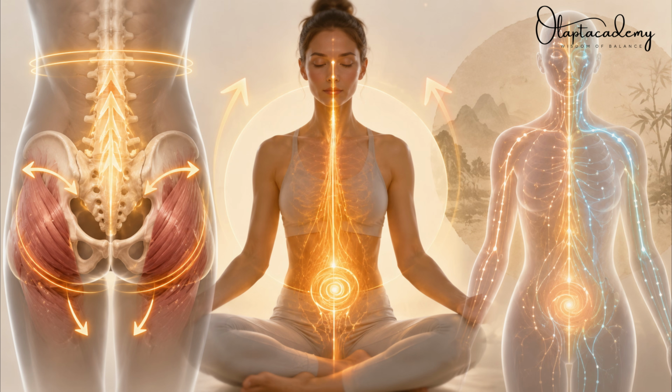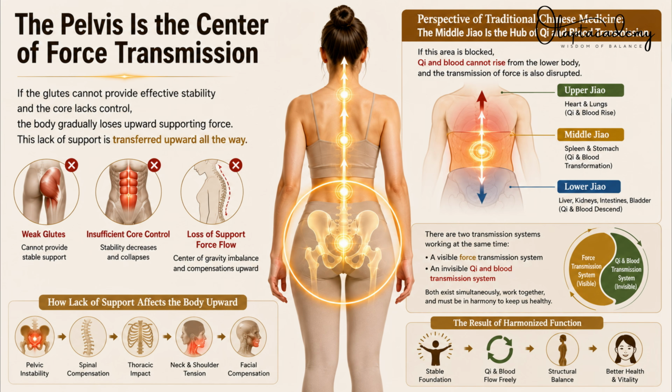The pelvis is the body's central hub for force transmission. When the gluteal muscles fail to provide adequate stability and the core lacks proper control, the body gradually loses its upward support. This loss of support continues to travel upward throughout the body. In traditional Chinese medicine, this region is referred to as the middle jiao, the central hub responsible for the circulation of qi and blood. When the middle jiao is functioning poorly, qi and blood cannot efficiently travel from the lower body to the upper body.